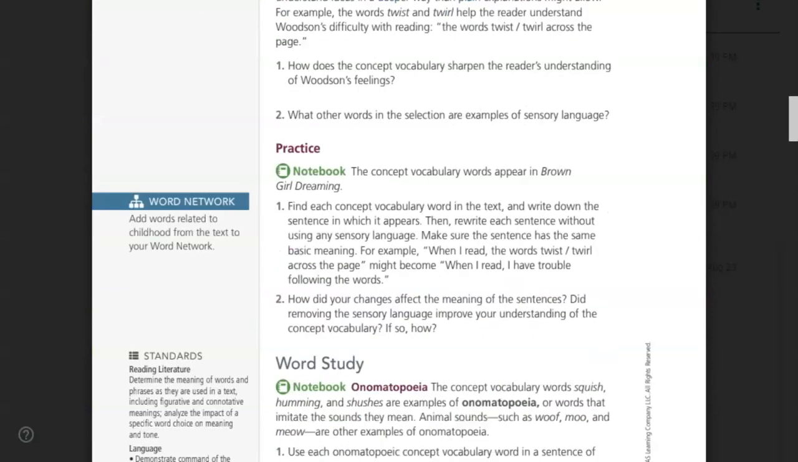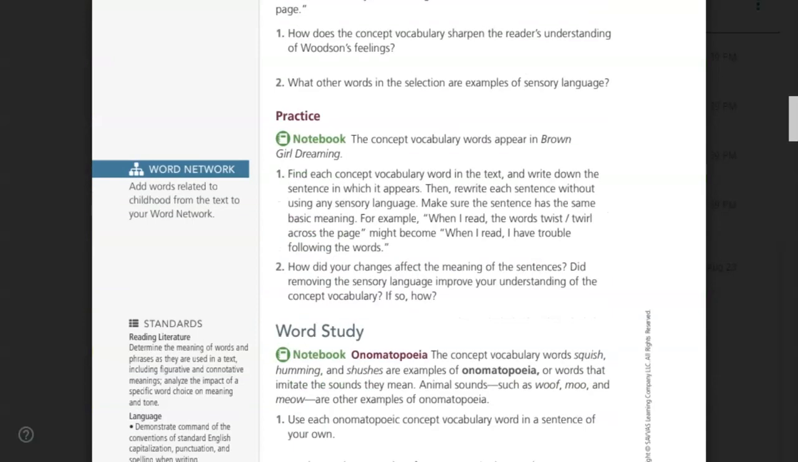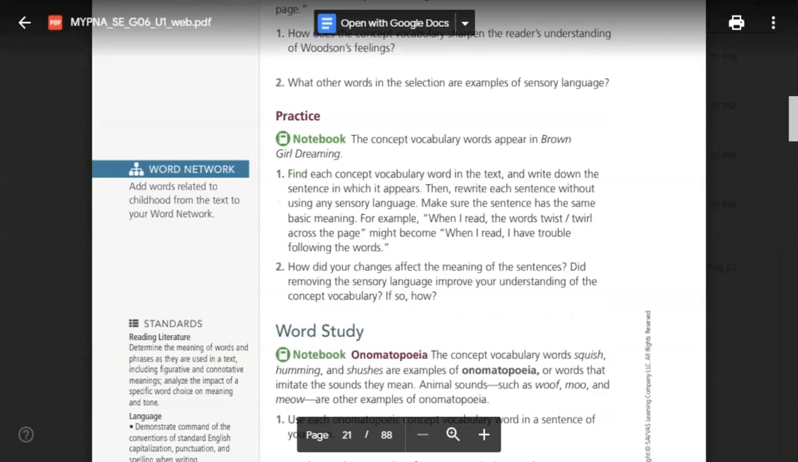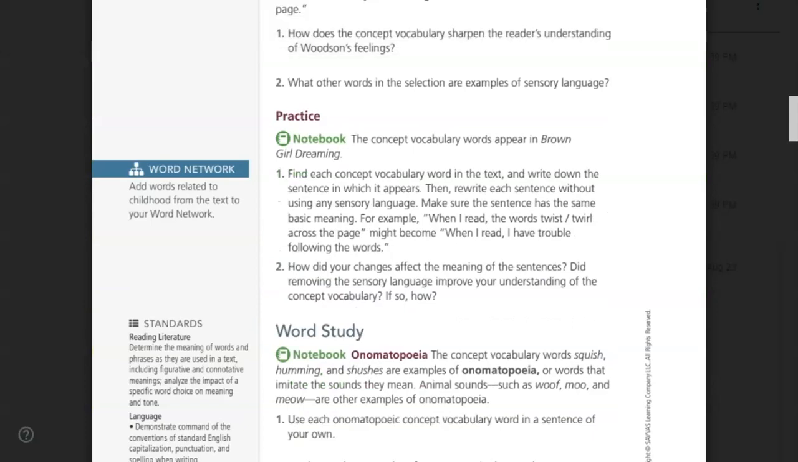Okay, so we've got this practice section. You're going to do this practice section. It says, the concept vocabulary words appear in Brown Girl Dreaming. So find each vocabulary word in the text. Write down the sentence in which it appears. Then rewrite each sentence without using any sensory language. Make sure the sentence has the same basic meaning.